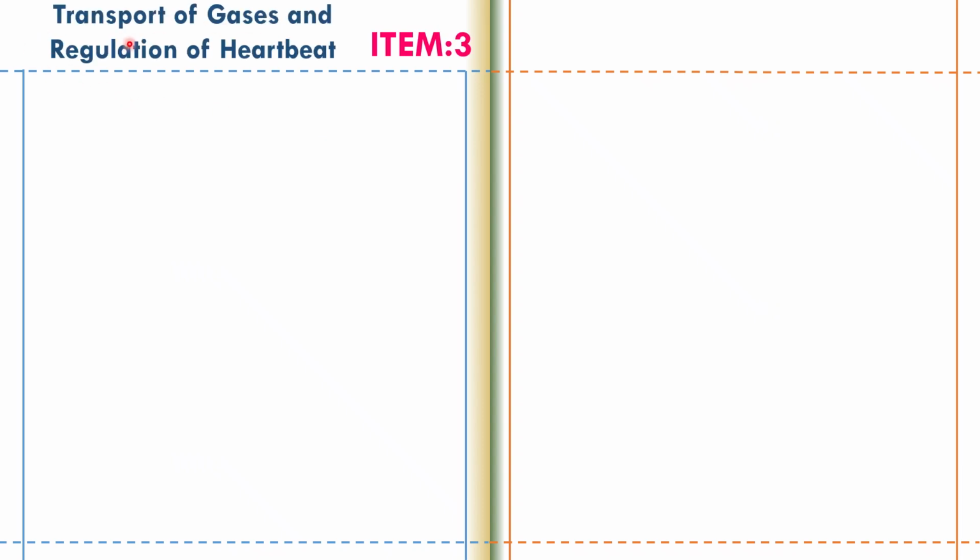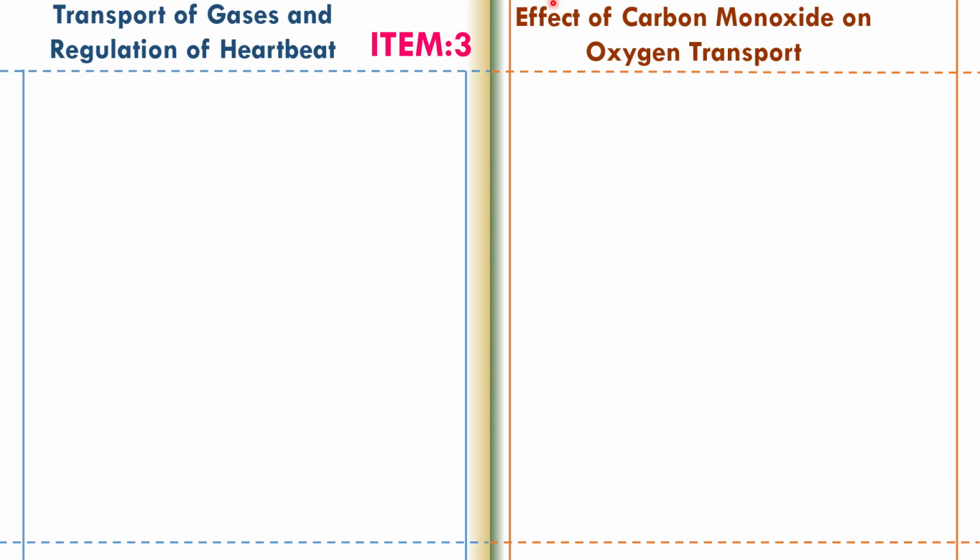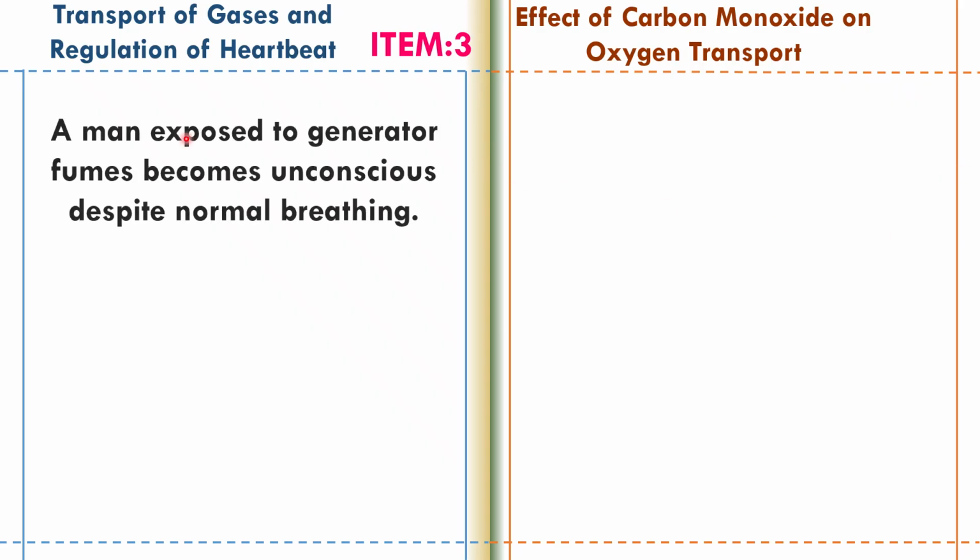Transport of gases and regulation of heartbeat. Item 3. Effect of carbon monoxide on oxygen transport. A man exposed to generator fumes becomes unconscious despite normal breathing. Task.